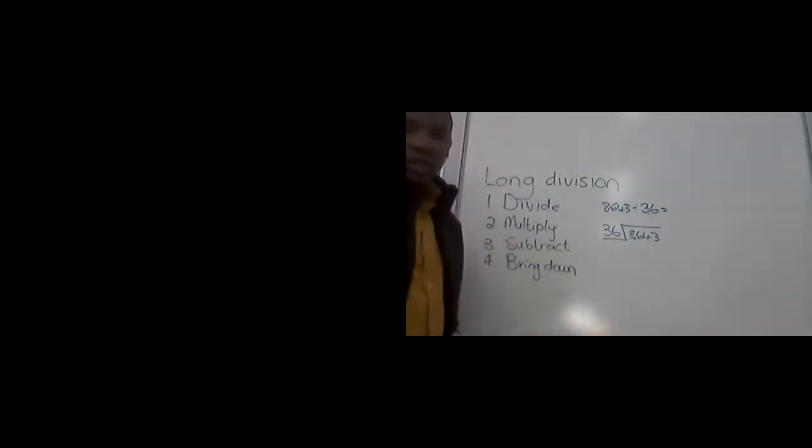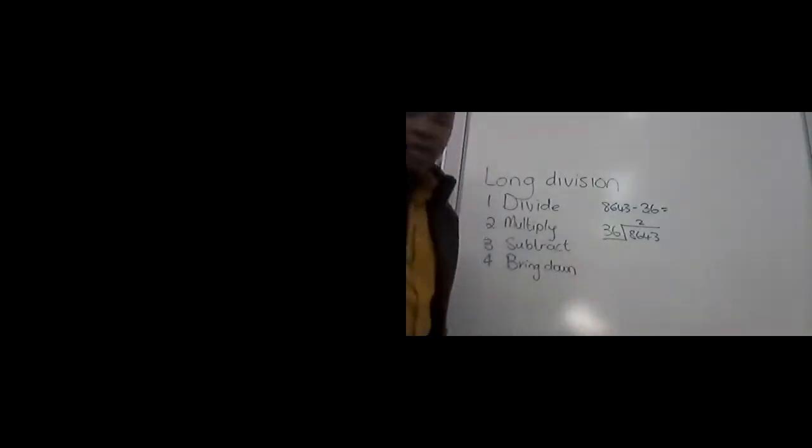Excuse me, it's 8,643. It's from your textbooks, page 91. So that's 8,643 divided by 36. So we ask ourselves, can 36 go into 8? No. Can 36 go into 86? Yes. How many times does it go into 86? It goes twice. So 2.